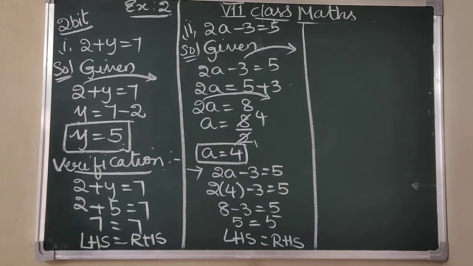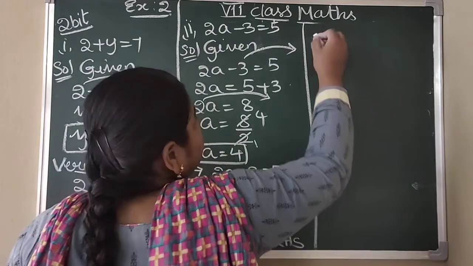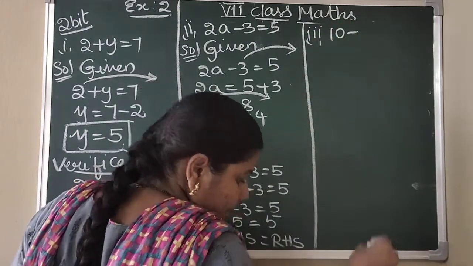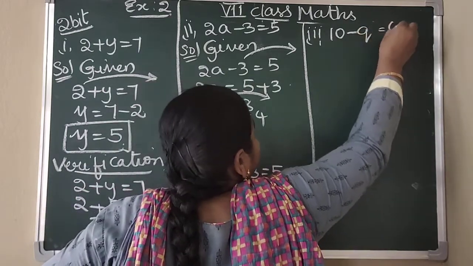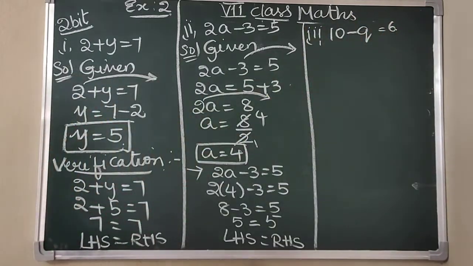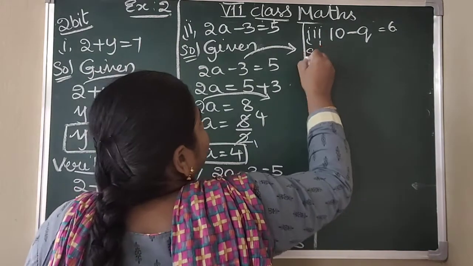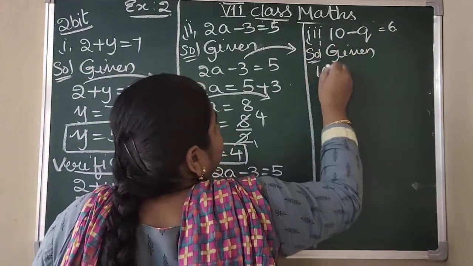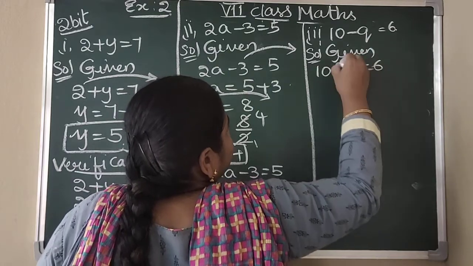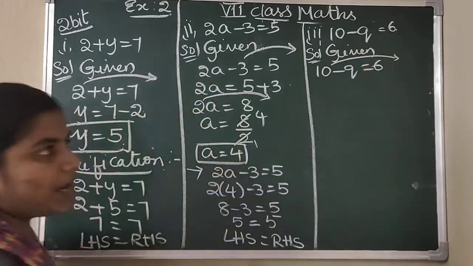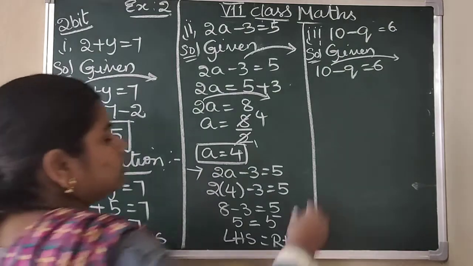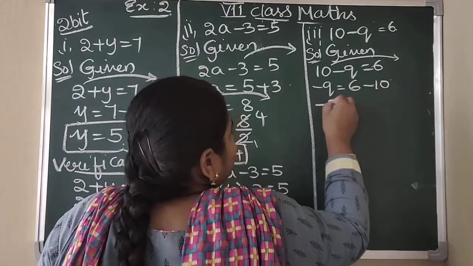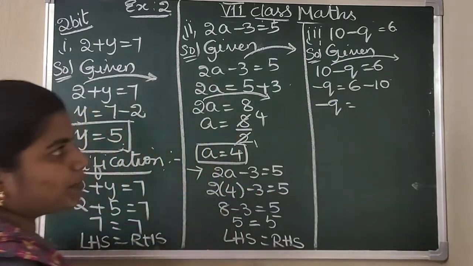So next one, third one. 10 minus q is equal to 6. Now we have to find the q value. So 10 we have to transpose now. Given 10 minus q is equal to 6. If you transpose this plus 10 to the other side, that will be converted to minus. So minus q is equal to 6 minus 10.